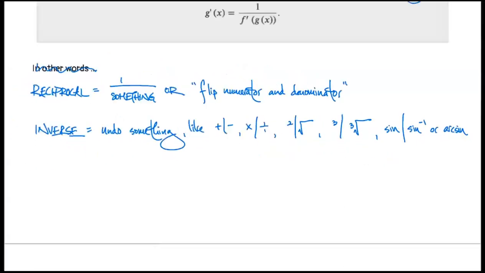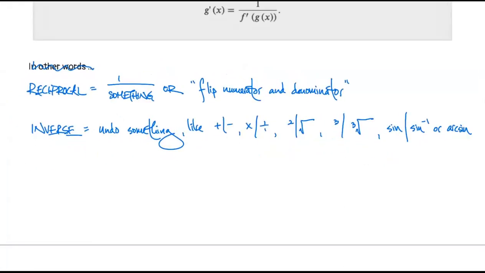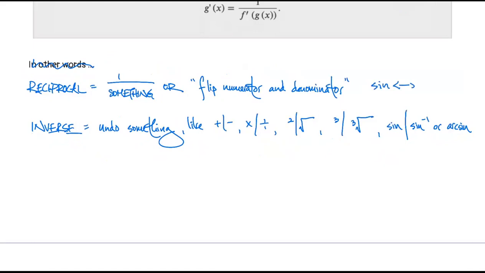Okay. So this, I think, is actually a really, really important point. When we have sine and we want to undo it, we're going to use inverse sine, or sine with a -1, or arc sine. But if I ask you what the reciprocal of sine is, what's the reciprocal of sine? That is going to be cosecant, which is 1 over sine.